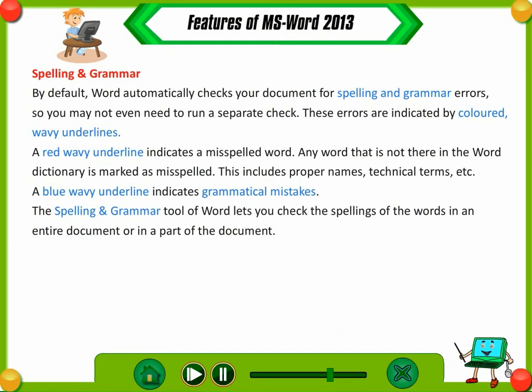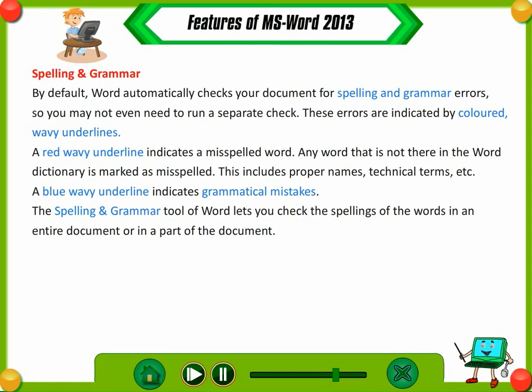Spelling and grammar. By default, Word automatically checks your document for spelling and grammar errors, so you may not even need to run a separate check. These errors are indicated by colored wavy underlines. A red wavy underline indicates a misspelled word. Any word that is not in the Word dictionary is marked as misspelled. This includes proper names, technical terms, etc. A blue wavy underline indicates grammatical mistakes.